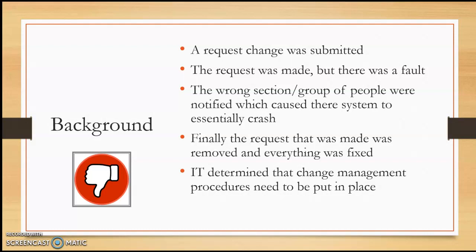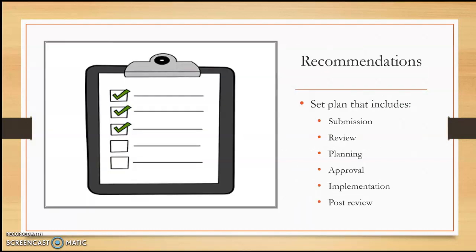So, once the IT department finally removed the request that was made and everything went back to normal, the IT department determined that there should be a change management procedure put in place so that this essentially wouldn't happen again. So, my recommendations for this would be to have a set plan that includes submission, review, planning, approval, and implementation, along with a post review of the submission.